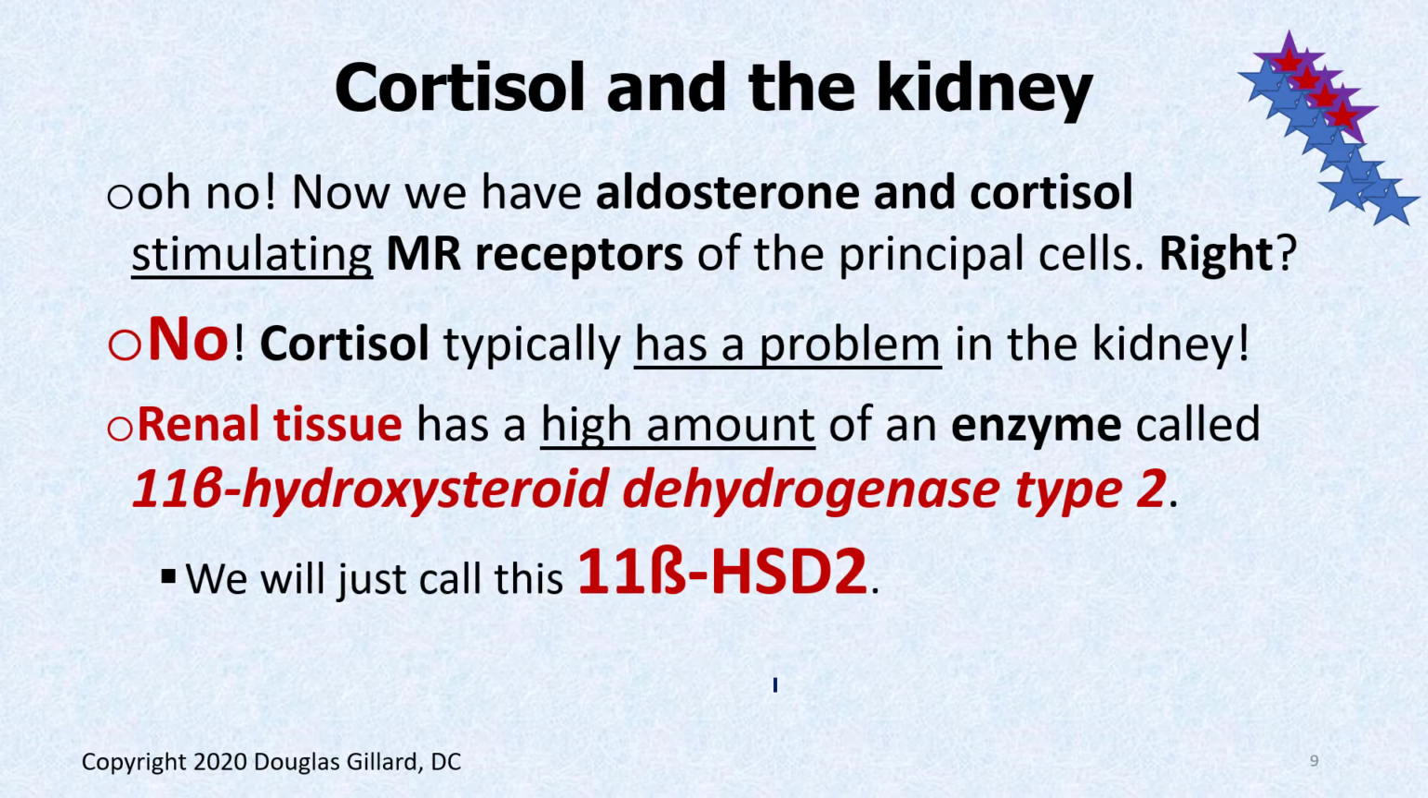Cortisol in the kidney, and I think we've covered this before, but well, if cortisol acts like aldosterone and can bind to aldosterone's receptors, can it bind to principal cells in the kidney? And can it overdrive the principal cells, act like hyperaldosteronism?